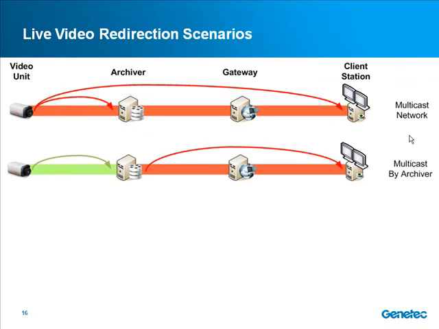After that, we have a scenario where there is a unicast connection from the unit to the archiver, such as video units connected over a WAN, a wireless network, or on a different network. And the video stream is redirected in multicast by the archiver directly to the client stations. This is commonly known as multicast by archiver, and it's quite common. Please note that some video units are designed to only stream in unicast and do not have multicast available as a connection type.